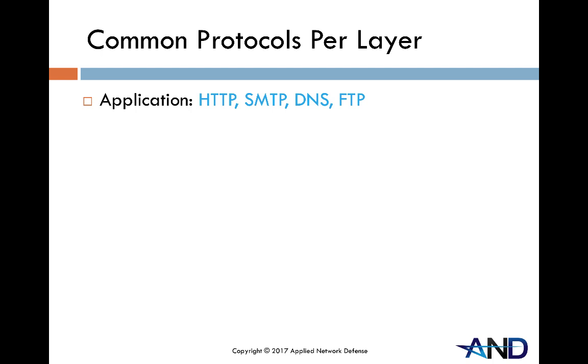So we'll start with the application layer. The important thing to understand about the application layer is it provides a means to actually access network resources and is really the only layer typically interacted with directly by the human user initiating some type of communication. And we do that with protocols like HTTP, SMTP, DNS, and FTP.